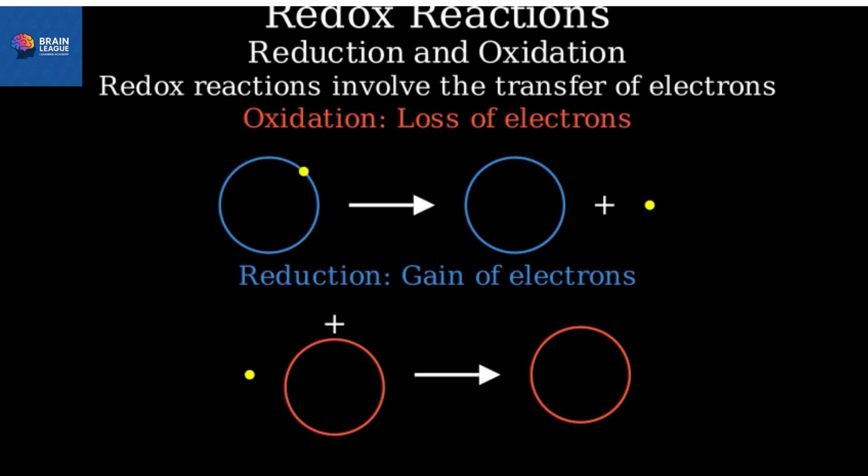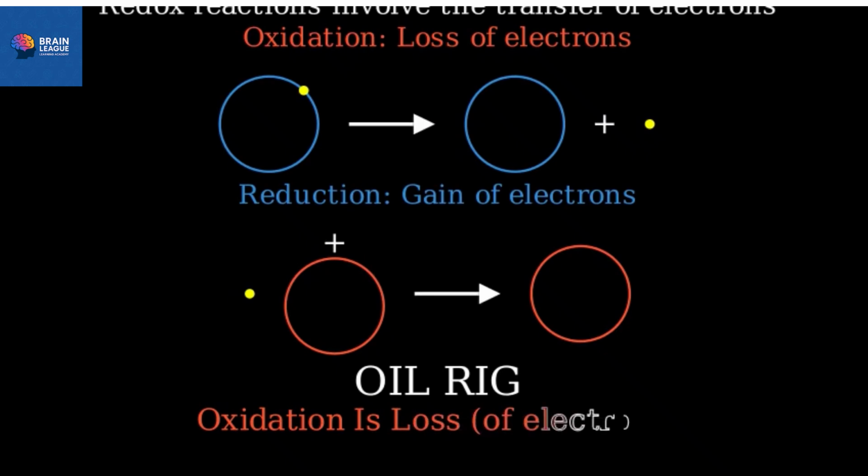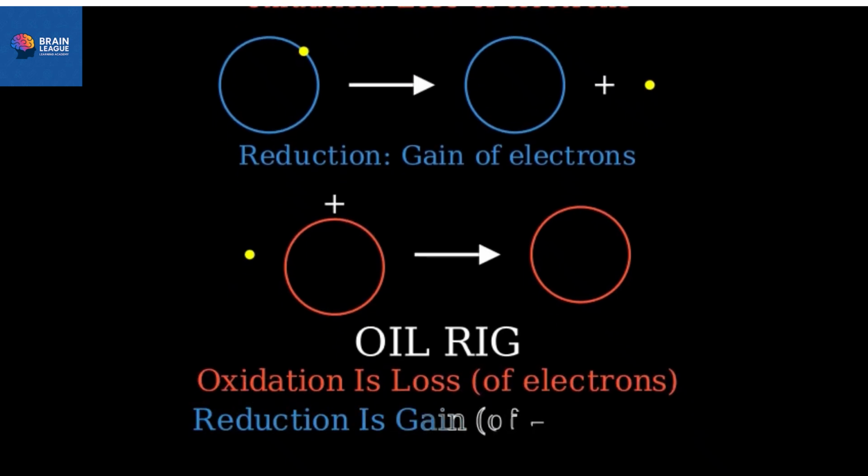A helpful way to remember the definitions of oxidation and reduction is the mnemonic OIL RIG. Oxidation is loss of electrons. Reduction is gain of electrons.